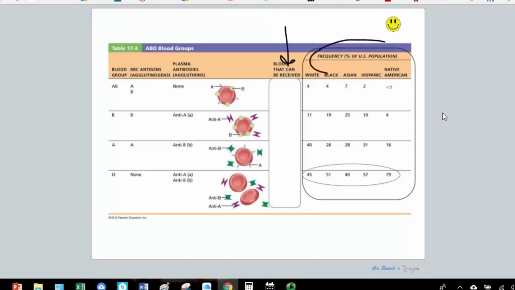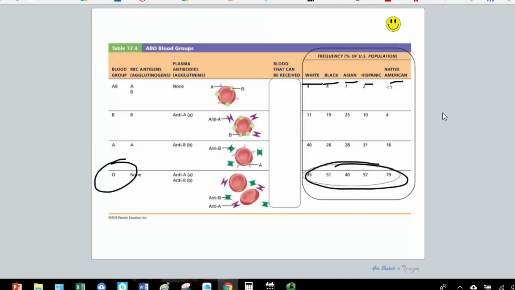This is some interesting frequency of the different blood types in the U.S. population. Whether you're white, black, Asian, Hispanic, or Native American, the most common blood type in each of these cases is type O blood. But there certainly are some differences between the frequency of these blood types within these different populations, or within these different races, I should say.